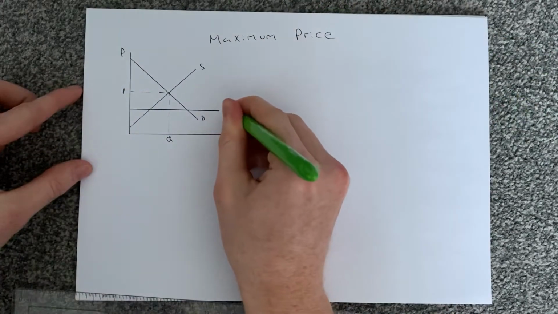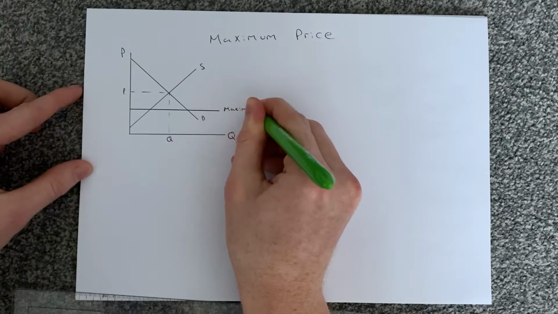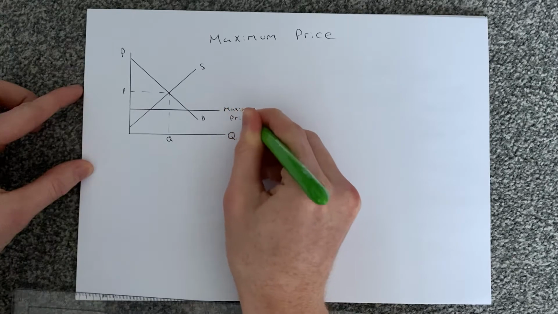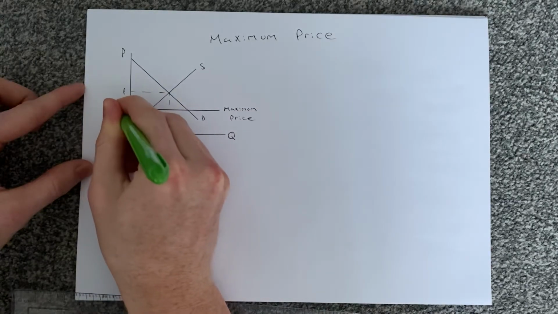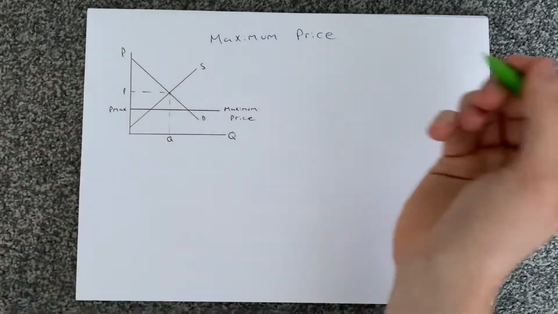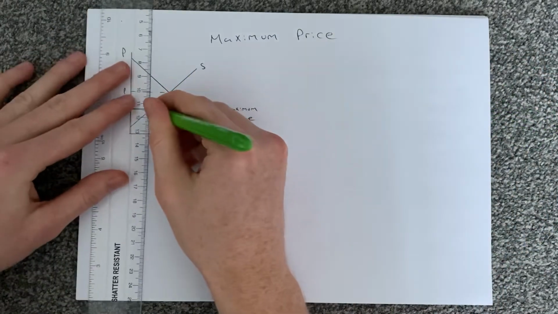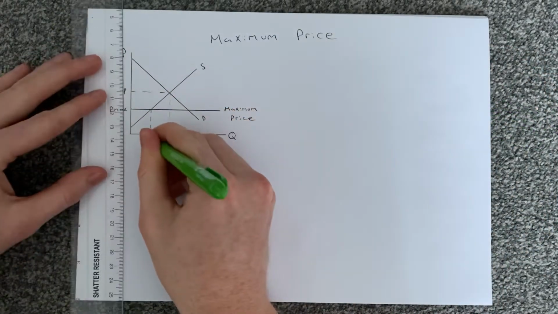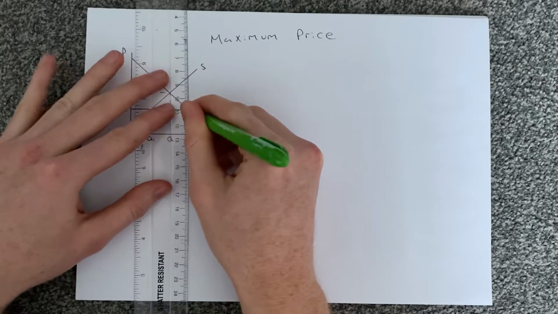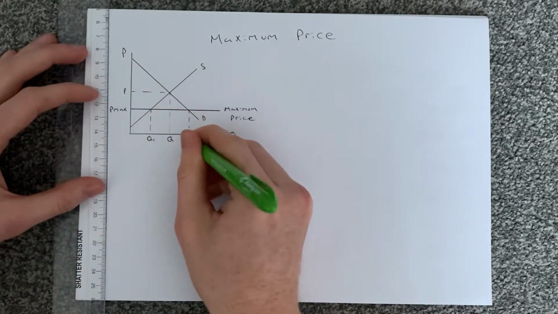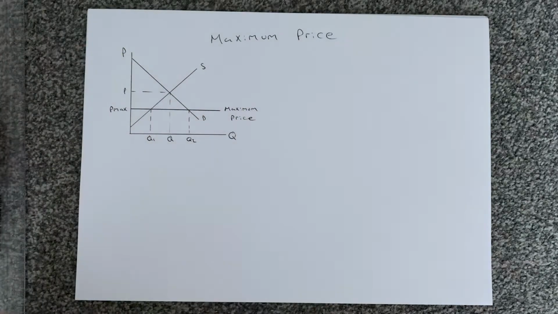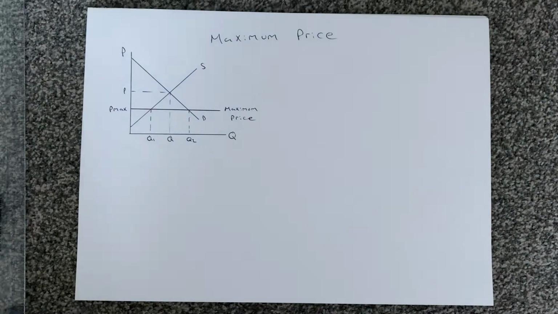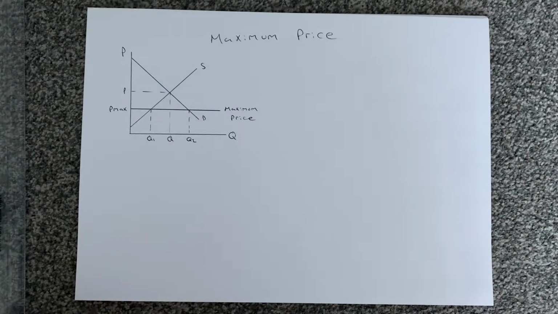Remember to label the curve, maximum price, and label P max. Let's add in the quantity supplied first of all. That would be at Q1, and then the quantity demanded at Q2. So we've constructed our maximum price diagram.